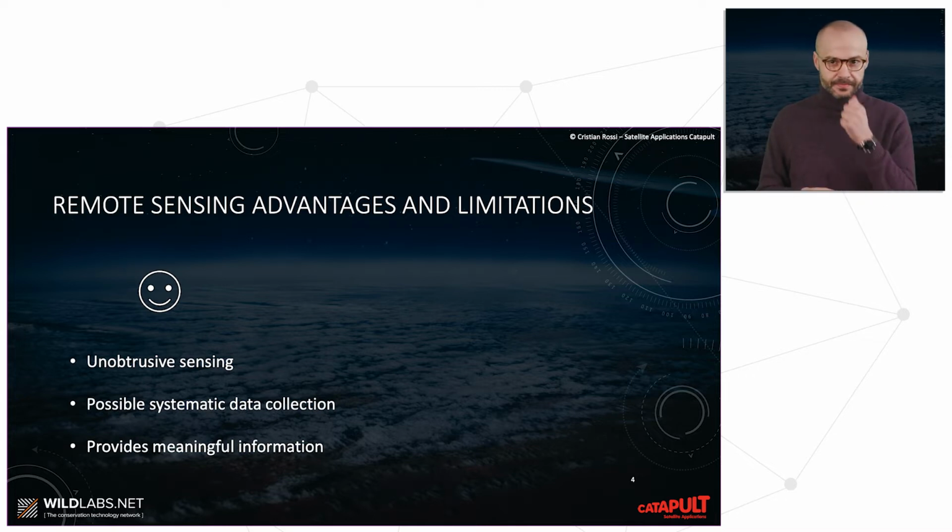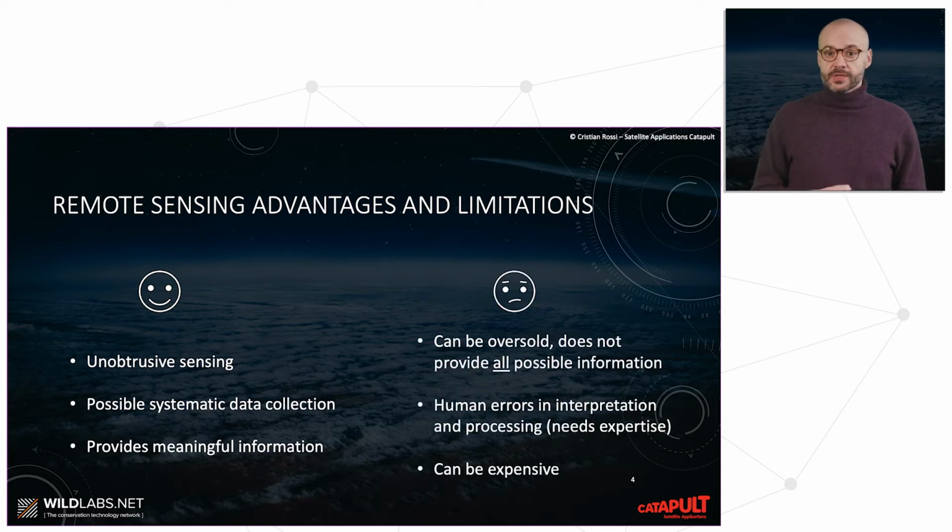Which are the limitations? Remote sensing might be oversold. That means that we are not actually able to provide all possible information about the Earth. We can think, for example, of something that happens very deep under the surface that is generally not feasible to capture. Another limitation is human errors in interpretation and processing. Remote sensing needs quite some skills and expertise when it comes to interpreting and processing our images. We will see this more clearly in the next videos.